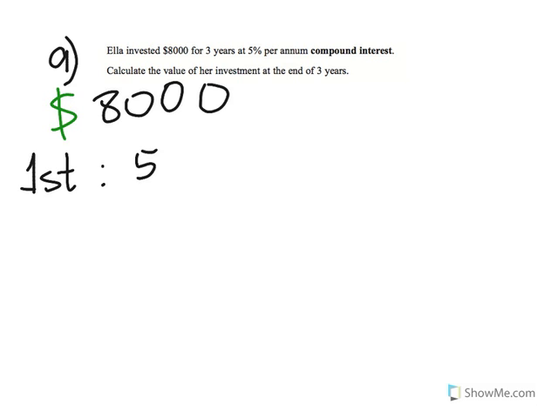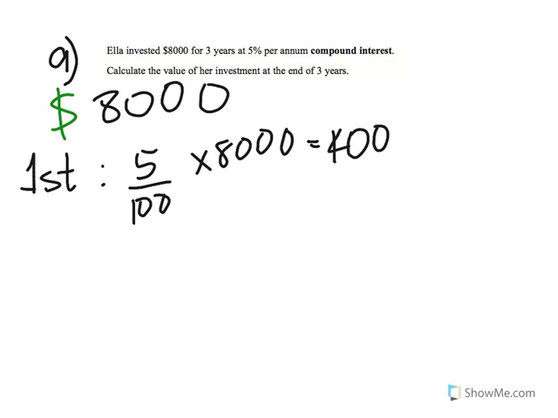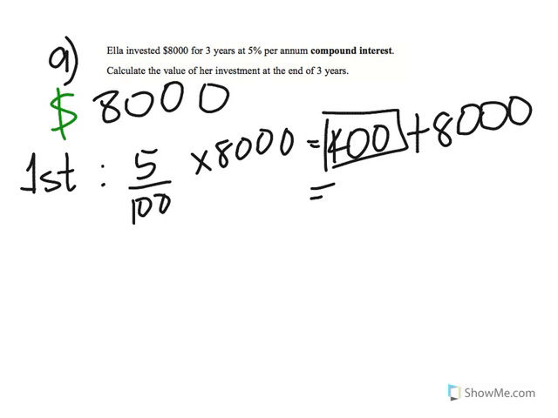So 5 over 100 times 8,000, and you'll get an answer of 400. So that means that 400 extra was added to 8,000, the amount she originally had in the bank. And so at the end of the first year, she'll have an amount of 8,400, because 400 plus 8,000. So now, at the end of the first year, she has 8,400.